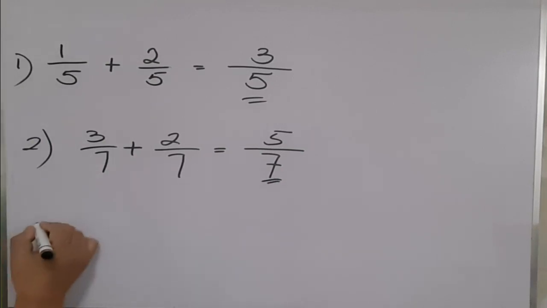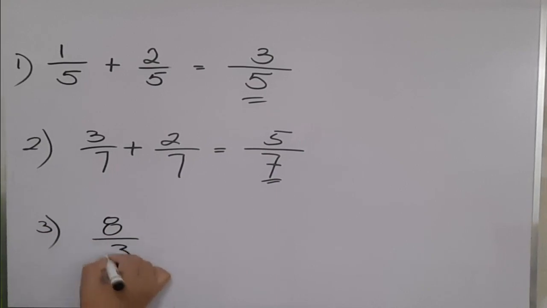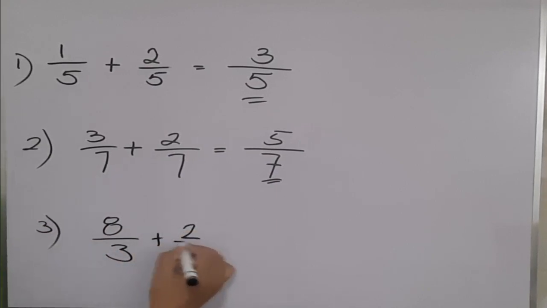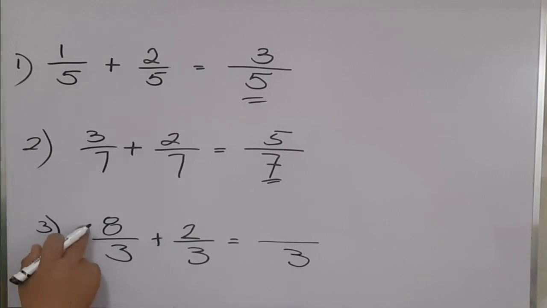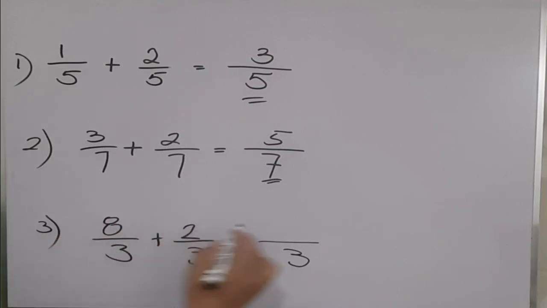So, kunin natin example number 3. 8/3 plus 2/3. So, ang common denominator nila ay 3. And then we add the numerators. 8 plus 2 is 10/3. Pero, this is not yet the simplest form.